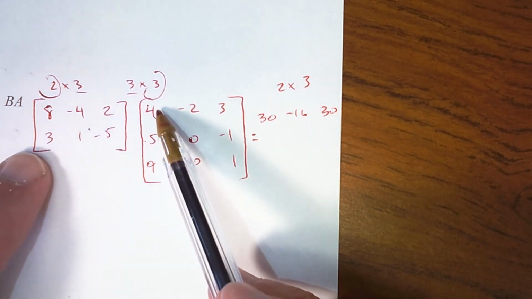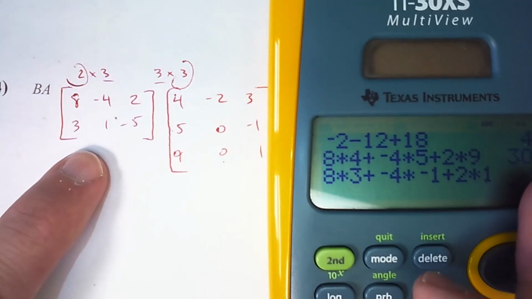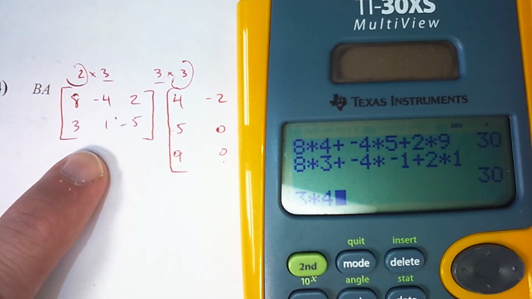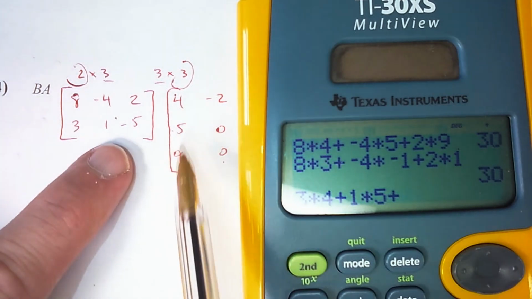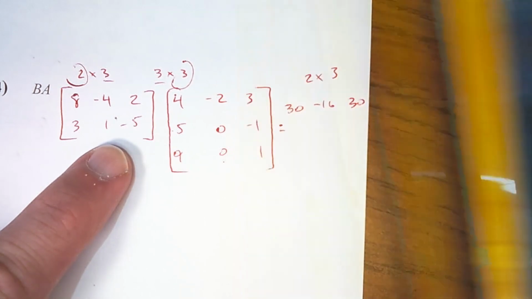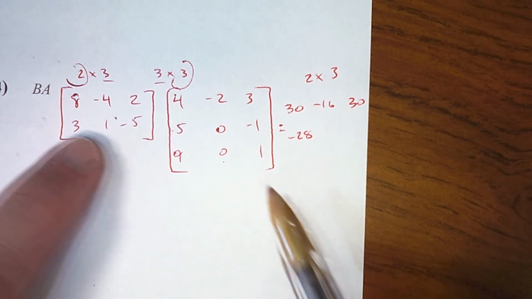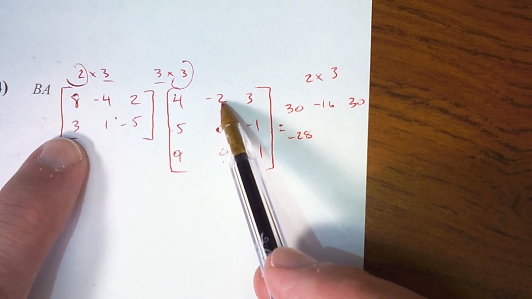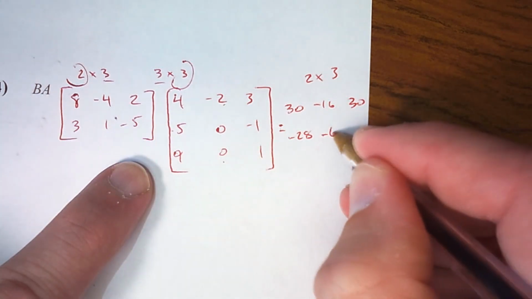Then I go down to the second row and back to the first column. So I have 3 times 4 plus 1 times 5 plus negative 5 times 9, and that is negative 28. Then the second row by the second column, 3 times negative 2 is negative 6, plus 0, negative 6.